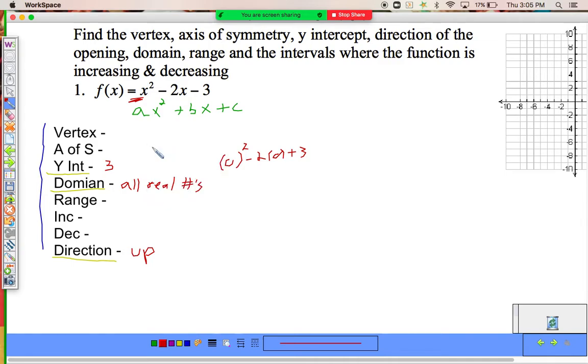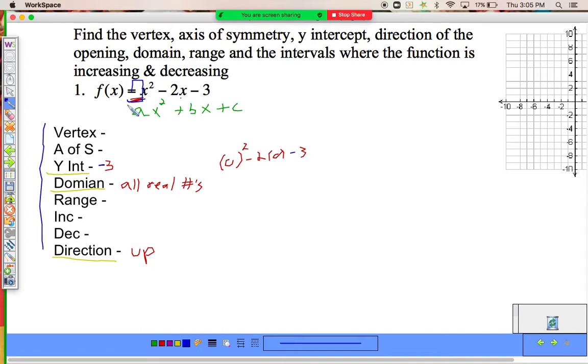All right, to find my y-intercept, I'm going to put a 0 into my x and evaluate and get a -3. My domain is always going to be all real numbers. And my direction is up because I have a positive x squared. Those are the pretty simple ones. Everything else is going to be based off of my axis of symmetry.